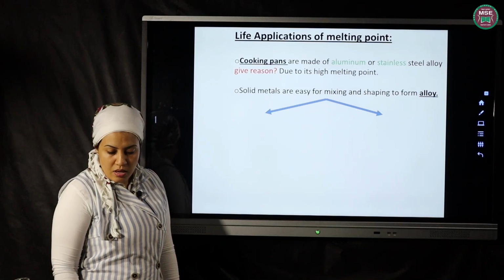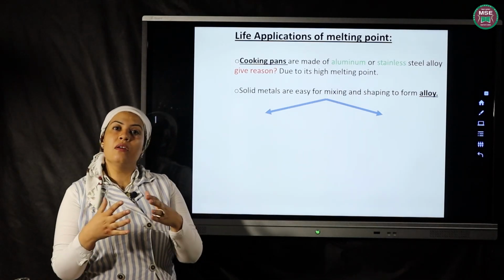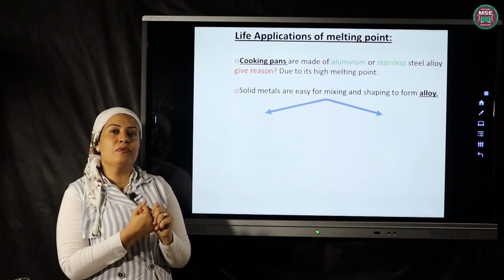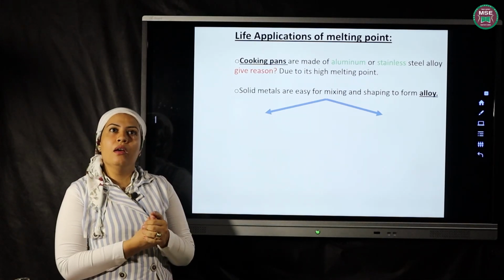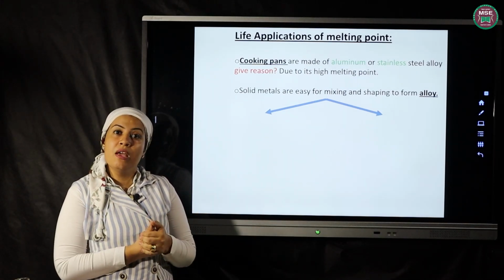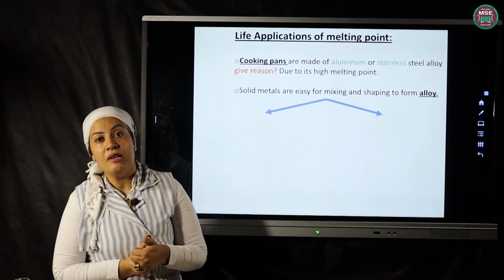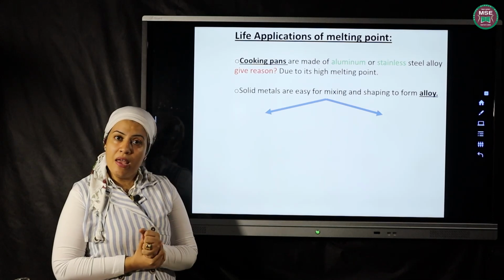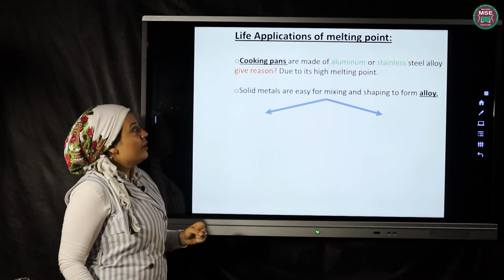Cooking pans. We make cooking pans from aluminium or stainless steel. Why didn't we make them from plastic or any other substance? Because aluminium and stainless steel have a high melting point. Okay.